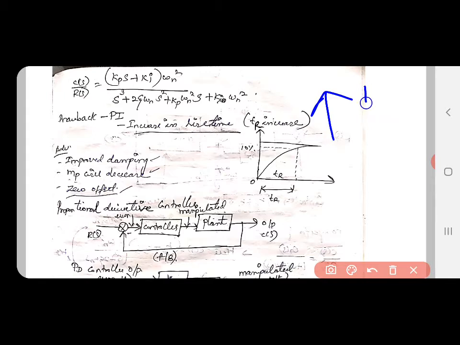The rise time is nothing but Tr. Okay, rise time will be increasing in the case of a proportional integral controller. Then the advantages can be: damping will be increased, Mp will decrease, there will be zero offset. Okay, these are the advantages of the controller.